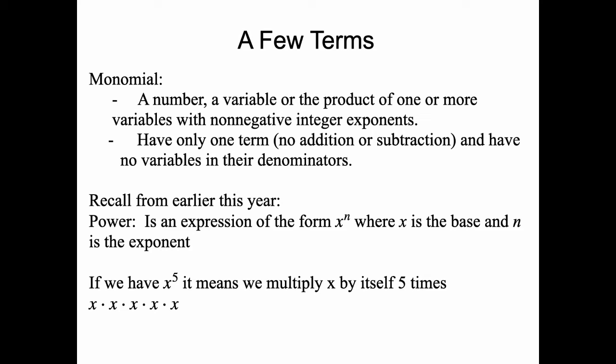Now recall from earlier this year, a power is an expression of the form x to the n, where x is the base and n is the exponent. And if we have x to the fifth, it means we multiply x by itself 5 times, as demonstrated below, where we have x times x times x times x times x.